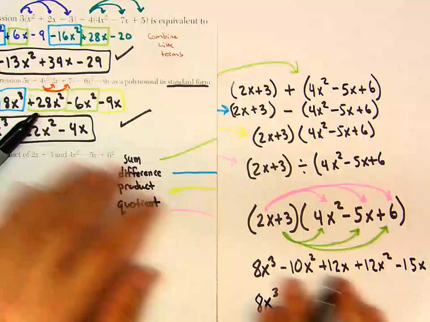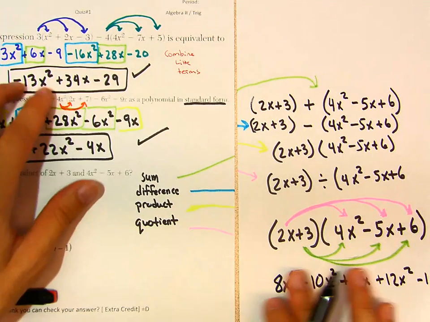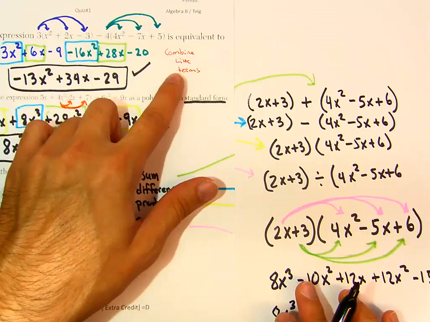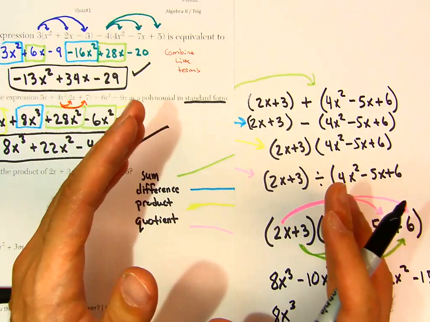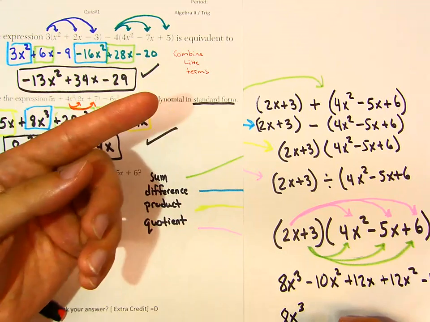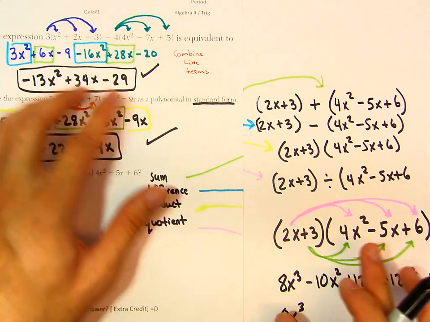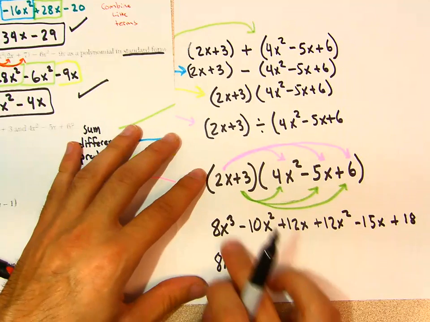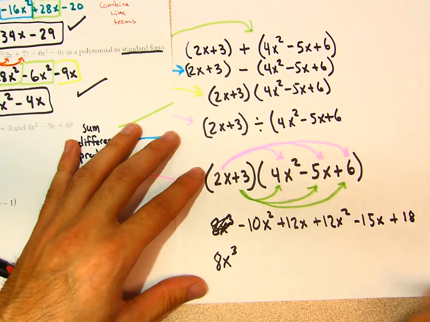Now look at me. I'm sorry, you're not here, you can't look at me, but you see how I'm using colors to combine the like terms? That's okay at first, but eventually, you have to make these boxes in your head, right? You guys are not babies anymore. You don't need to use colors all the time.